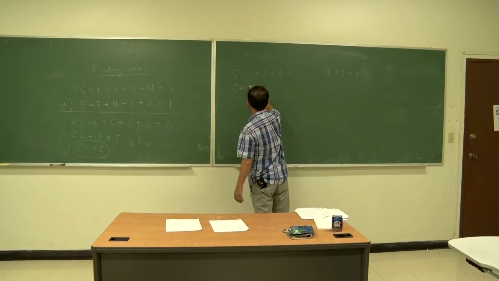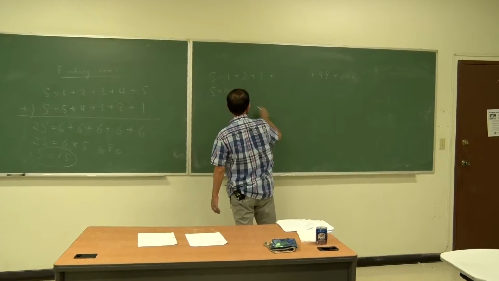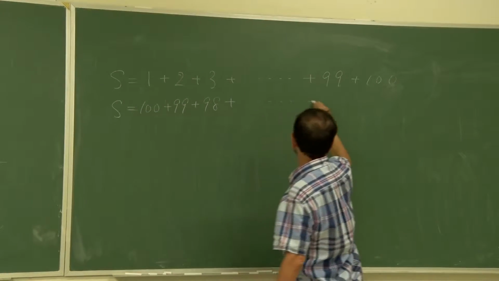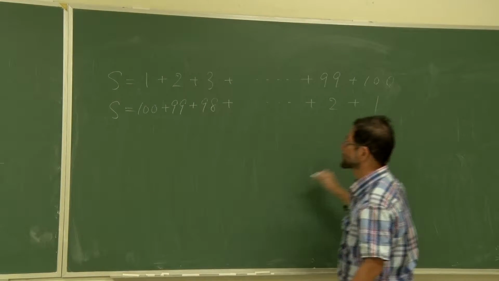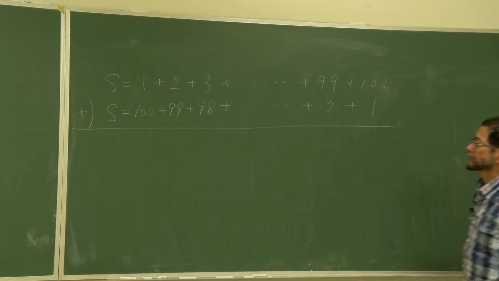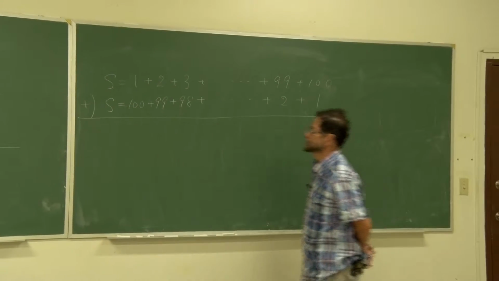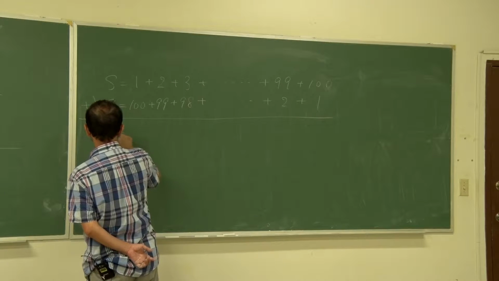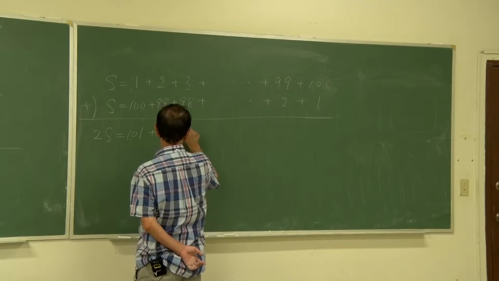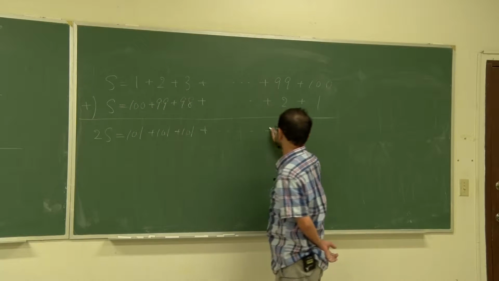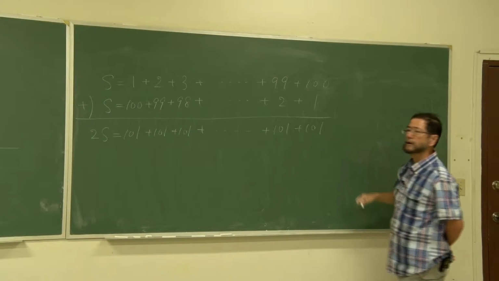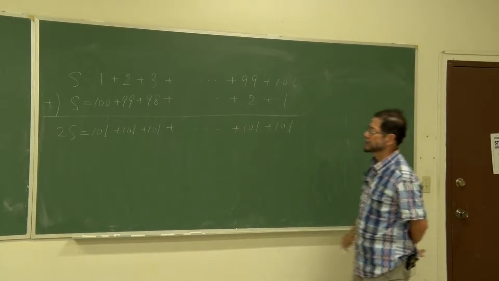So what you do is the same thing. You just write down from the bigger one. Then add term by term. S plus S, again this is 2S. Now each sum is again the same. Each term is always 101. How many?